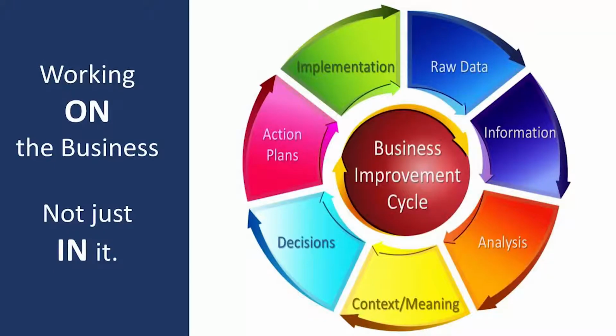We analyze the data and help him, through our analysis, give it more context and meaning so that he can make better business decisions from which he can then put together action plans and implement those action plans to create better raw data the next month that we begin and take through the information portion of the cycle again. Analysis, context and meaning, decisions, action plans, implementation, and we do this with him every single month. How well do you think that will help him grow his business more profitably?